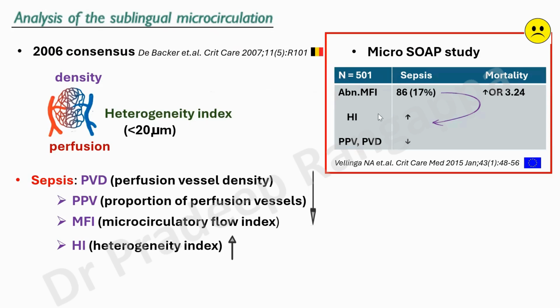17% of the sepsis patients had abnormal microcirculatory flow index. And in these patients who had abnormal microcirculatory flow index, the odds of mortality, the odds ratio, increased by 3.24.